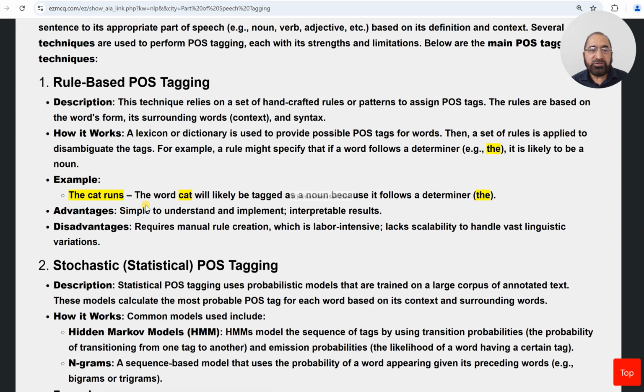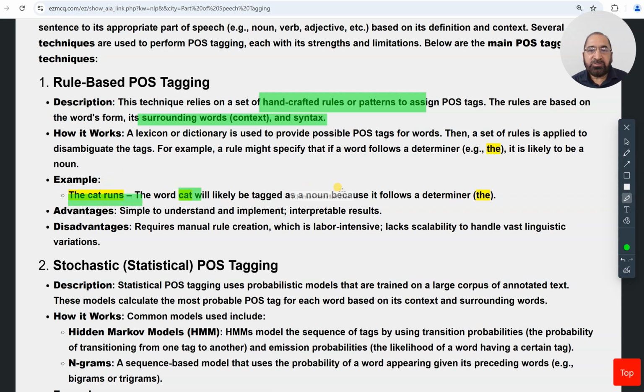The rule based approach, for example, provides possible tags. A set of rules is applied, and they are handcrafted rules. So let me open this for you. These are handcrafted rules, right? Humans create those rules based upon the surrounding words, the context, and the syntax. For example, the cat runs. The word cat will likely be tagged as a noun, and it is followed by a determiner. So this is how these rules work. And of course, they are labor intensive, and therefore they lack scalability and volume of work.